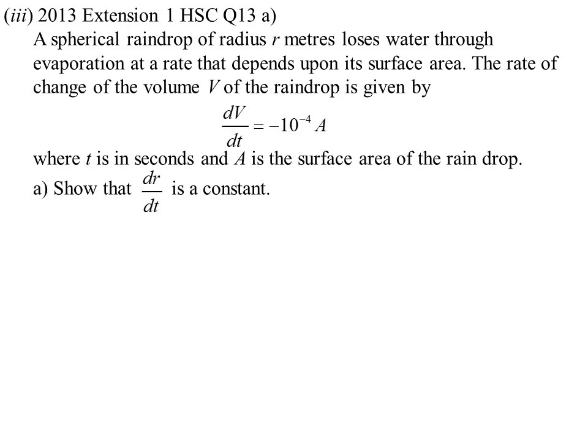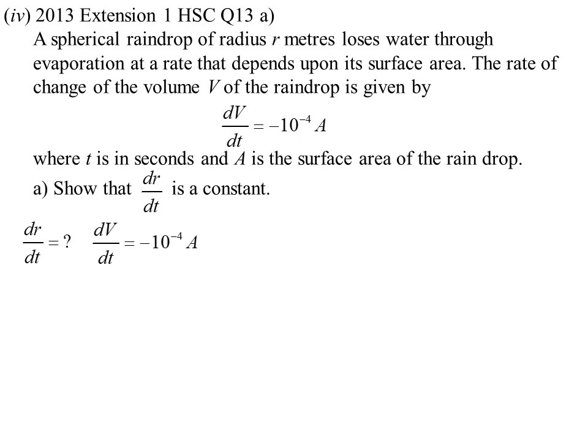A spherical raindrop, radius r, loses water through evaporation at a rate that depends upon its surface area. So there it is, dV/dt is minus 10 to the power of -4 times the surface area. t is in seconds. Show that dr/dt is a constant. Okay, so we want dr/dt. We have dV/dt.